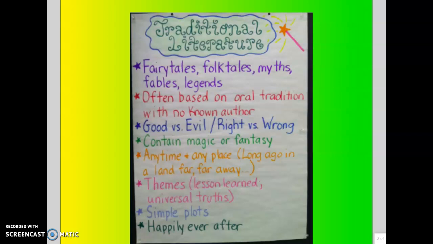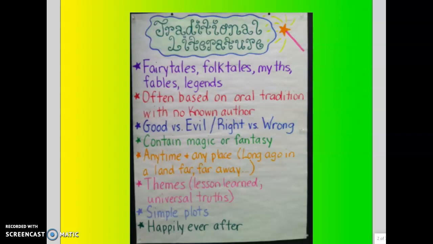There's always a theme. There's always a lesson to be learned in traditional literature, or what we call universal truths. Something that's true universally for everybody. That everybody agrees that that is a truth. They're really simple plots. There's nothing complicated about them. They're very simple plots, and there's usually that happily ever after. So that's what traditional literature is.